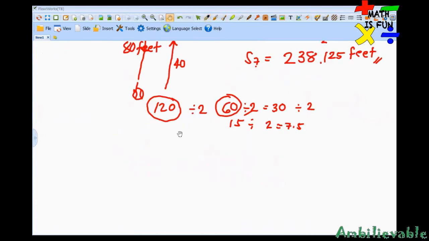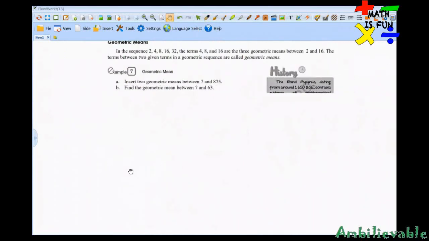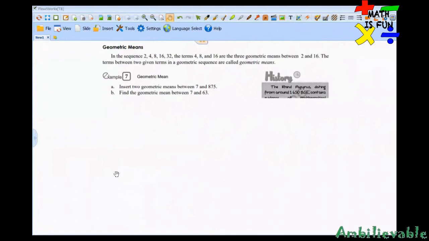All right? So let's go to geometric means. Before we were inserting arithmetic means, right? Now we have geometric means. In the sequence 2, 4, 8, 16, 32, the terms 4, 8, 16 are geometric means between 2 and 32. The terms between two given terms of a geometric sequence are called geometric means. So let's try. Insert two geometric means between 7 and 875.